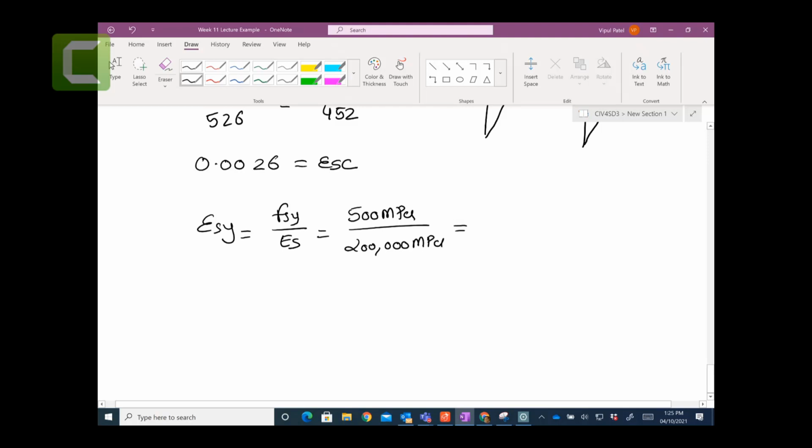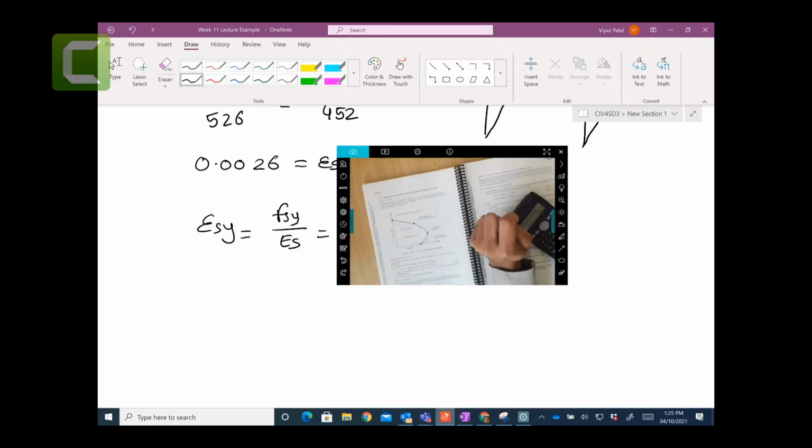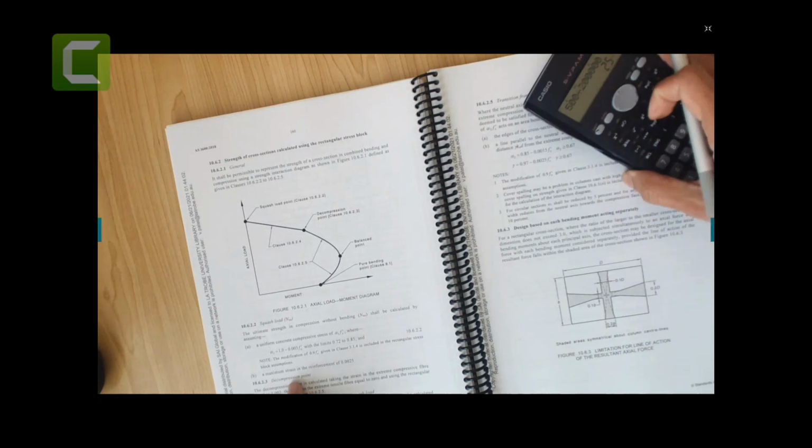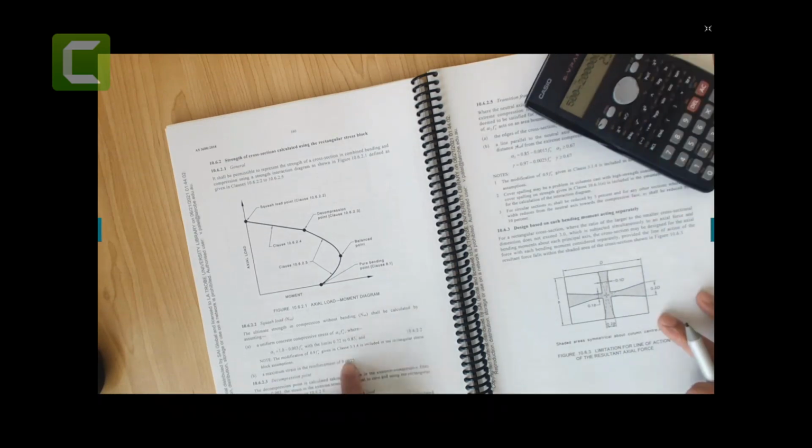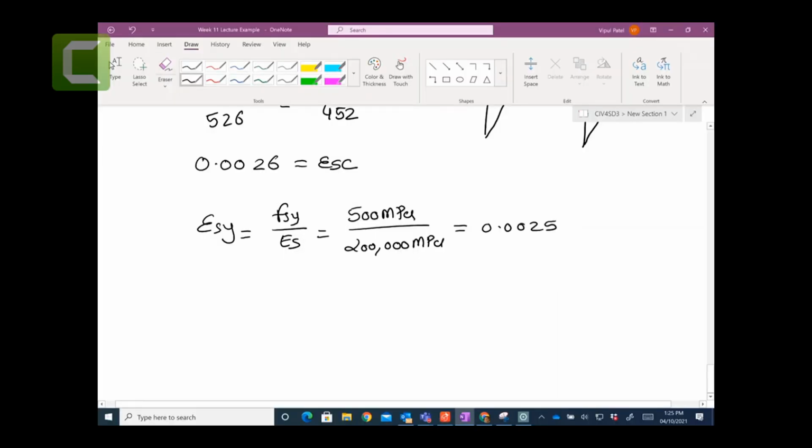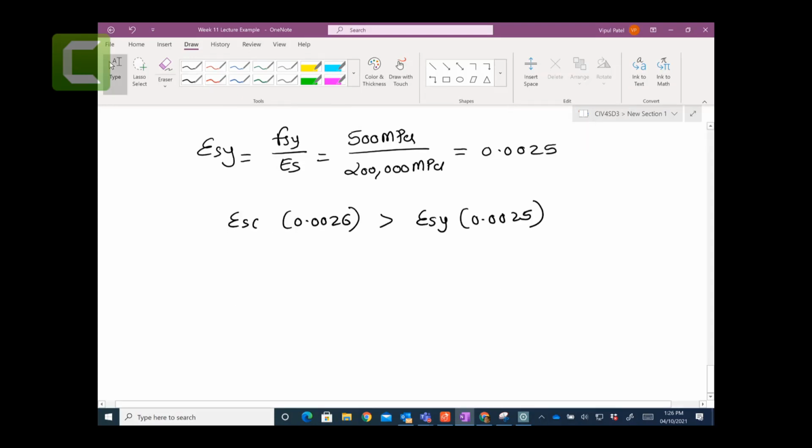So 500 over 200, that is 0.0025, and that is given in our standards too: the maximum strain in the reinforcement at yield, and the mathematics is also given here. So you can see εsc, 0.0026, is greater than εsy, which is 0.0025. In that case, your steel has yielded. So if the steel has yielded, we can take the stress equal to 500 megapascals.